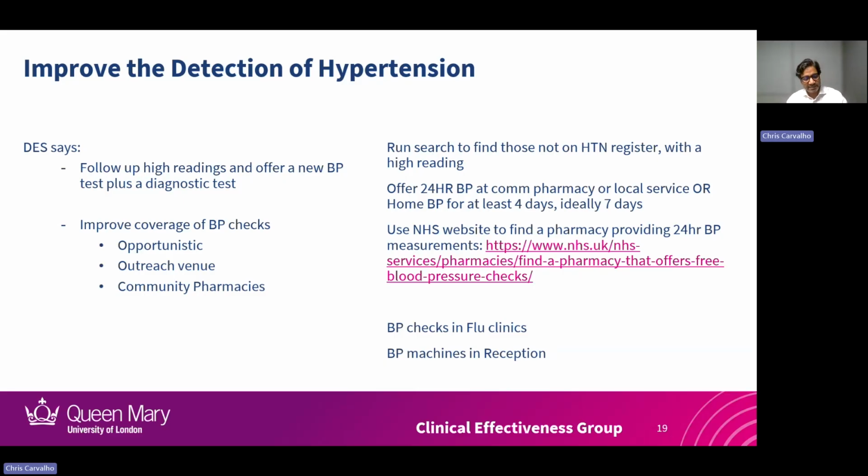So get them to send in their own readings and do the 4 or the 7-day home blood pressure readings to be able to look and see whether they have truly got hypertension. If you're looking to find whether or not you have a pharmacy nearby who does offer a blood pressure check, or you want to send that link to the patient so they can find one, the NHS website has got a great service to be able to find a pharmacy who are offering blood pressure checks.